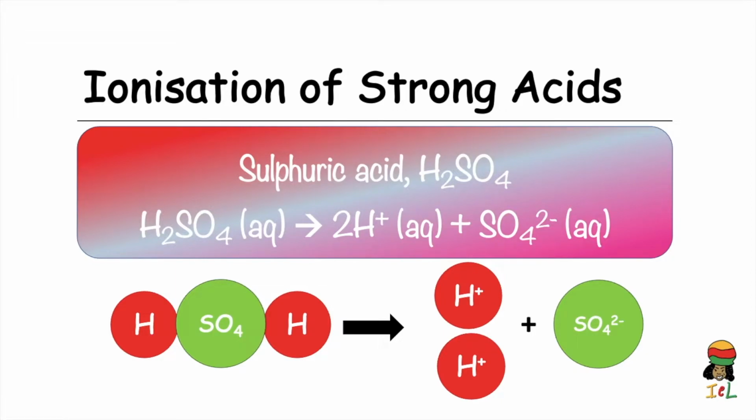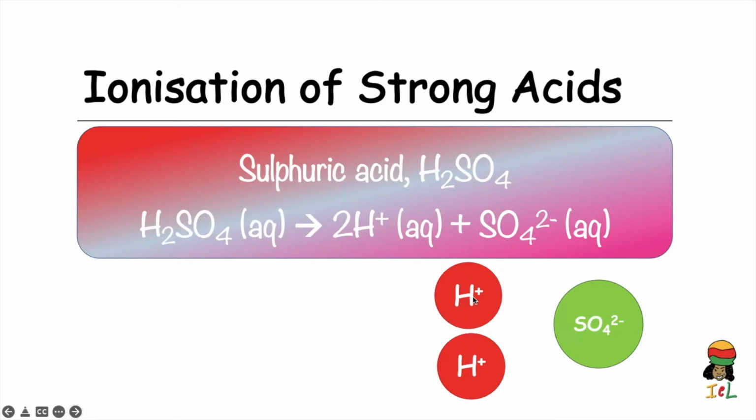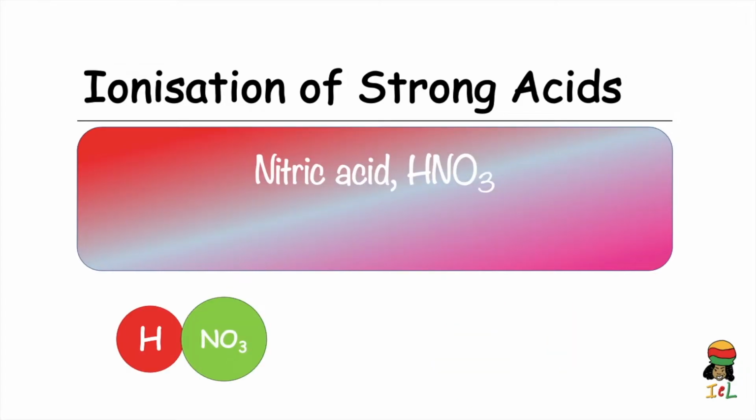Consequently, a solution of sulfuric acid only contains hydrogen ions and sulfate ions dissolved in water. There are no sulfuric acid H2SO4 molecules present because all have dissociated into hydrogen ions and sulfate ions. Now we'll examine the ionization of the strong acid, nitric acid, HNO3.